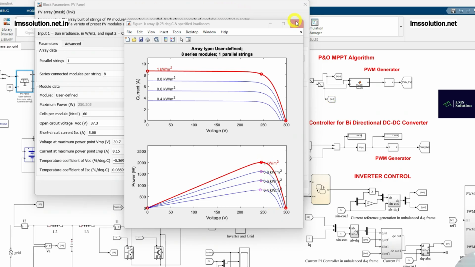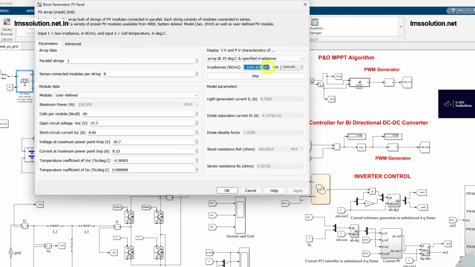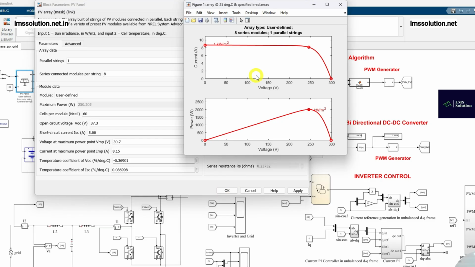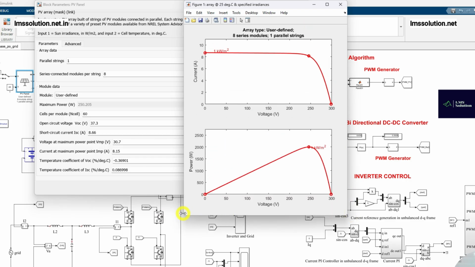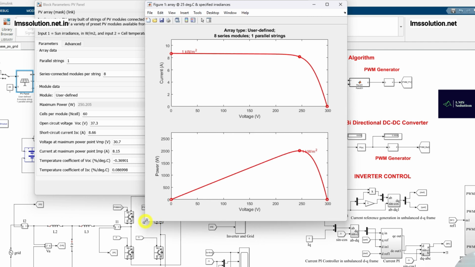How the P&O MPPT works, I am going to explain here. I am going to use only one operating point, that means 25 degrees Celsius and 1000 watts per meter square, and I click plot. Here you see the graph for the IV and PV characteristics. This is the variation of power with respect to change in voltage.